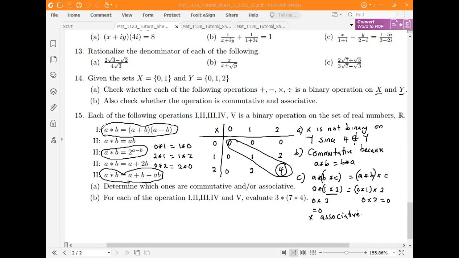If I was saying at 15 part 1, you will take care of this. If you have done several of these, make sure that you check if it's commutative, associative, and try to evaluate on this one. So you can move to 32.